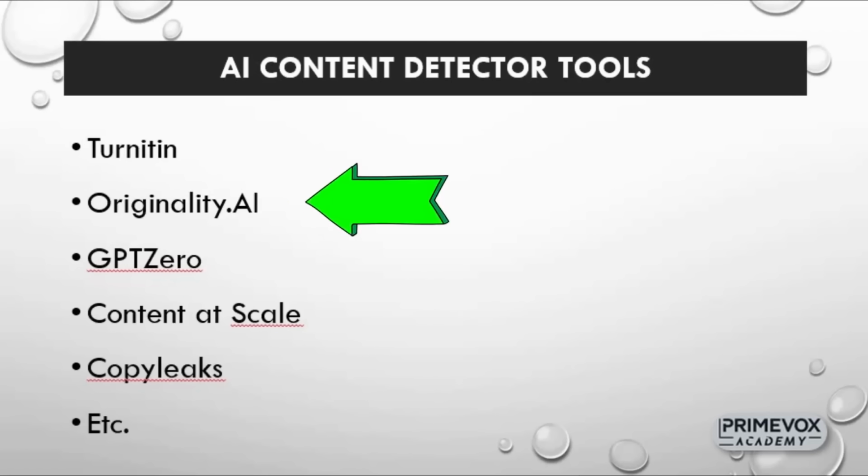Then we'll have another one called GPT-0. We'll also have 0GPT. You can use any of them. We also have Content Scale, and we also have CopyLeak.